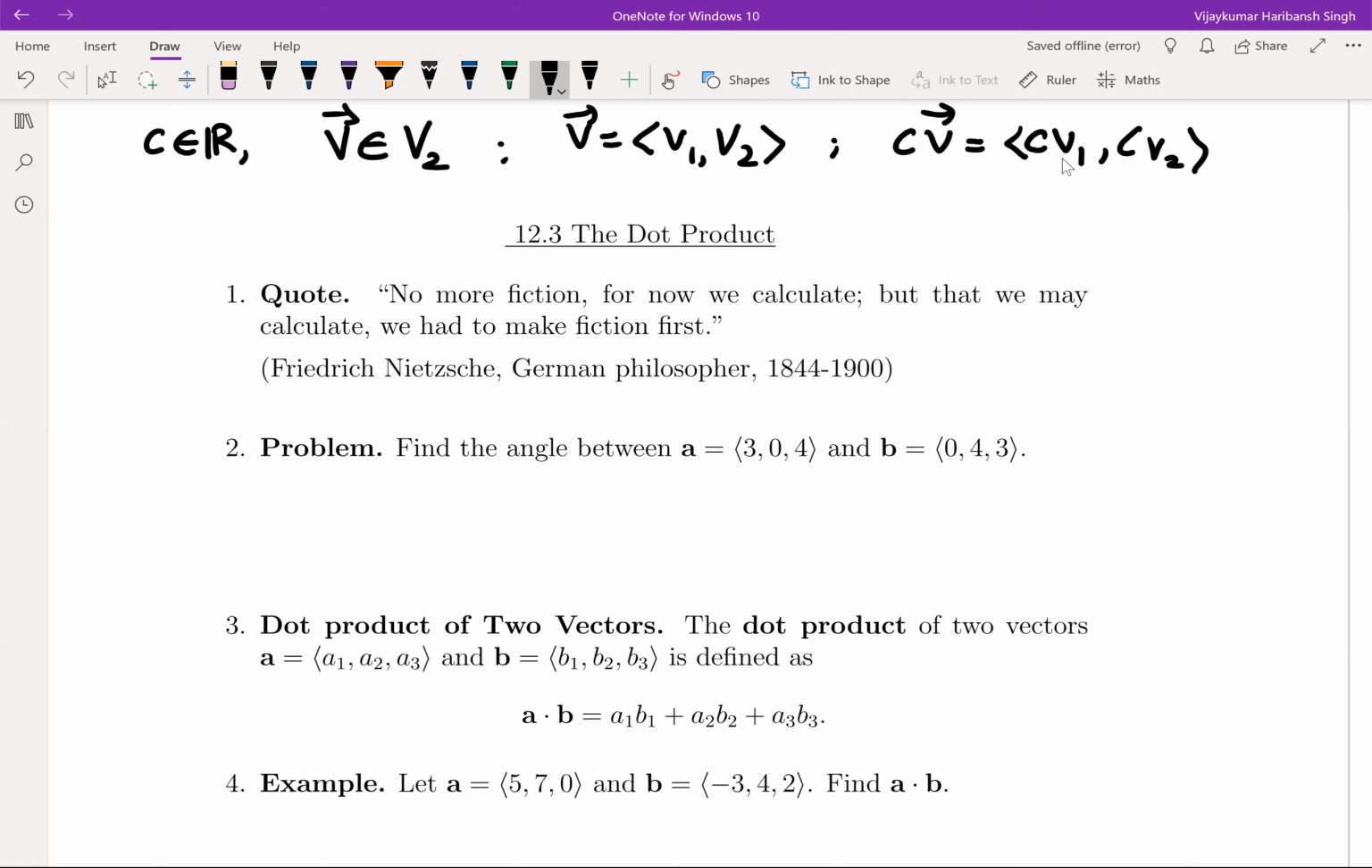Now we want to multiply two vectors in a meaningful way. Again, what do we mean by a meaningful way? We want some physical interpretation of it, or some sensible way of combining two vectors. One of the motivations comes from the following: find the angle between vector A and vector B. So we will come to one product of two vectors, which is called the dot product, or also called the scalar product.